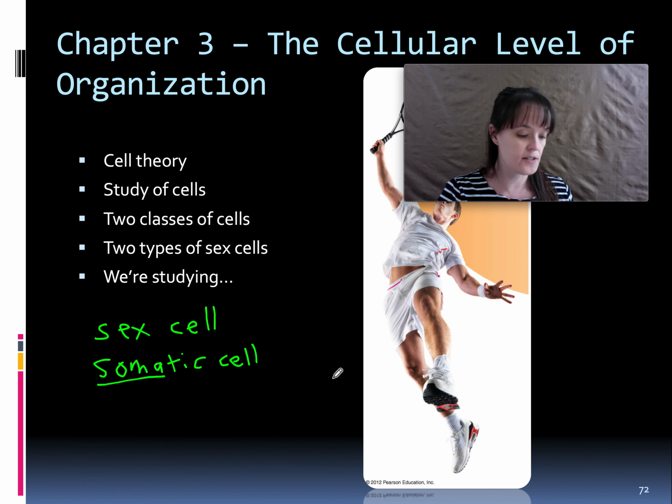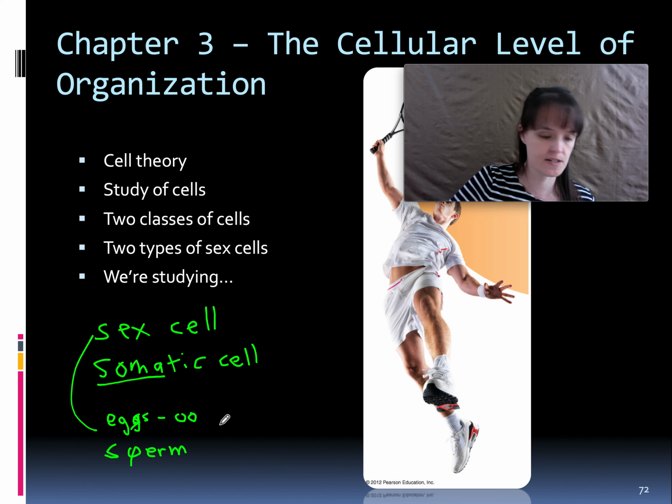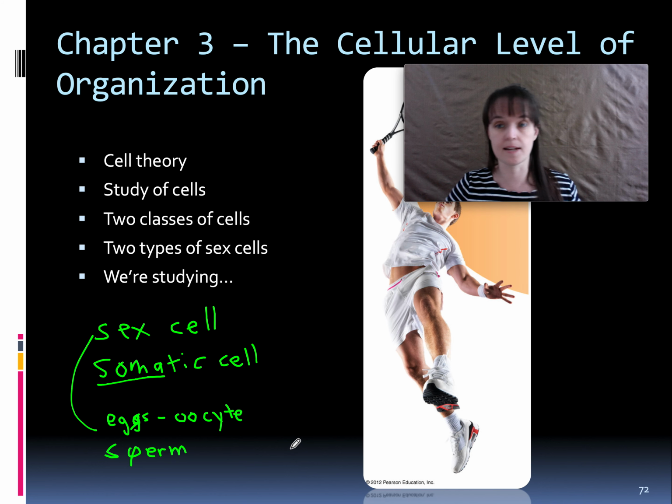Sex cells and somatic cells, and there are two types of sex cells. Eggs. That was a terrible G. Looks more like an S. And sperm. And then yes, that's a P. And the technical term for egg, since it's in your book and you are going to need to know it next semester, is an oocyte. There you go. Again, I'm writing with a mouse. It's terrible. I know it's terrible, and I apologize.